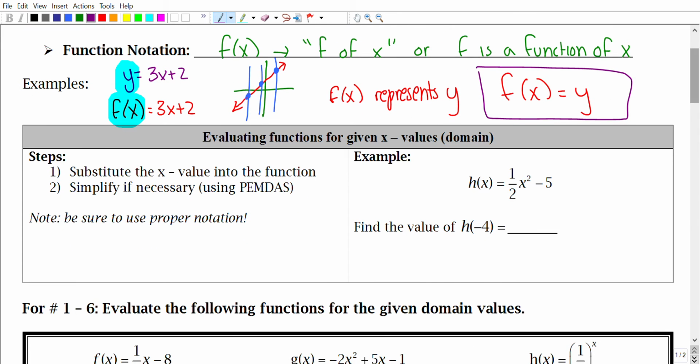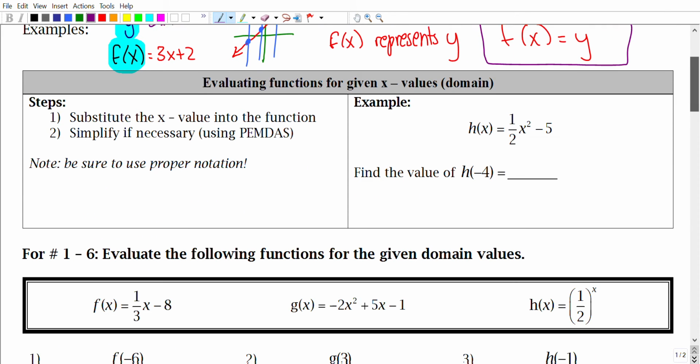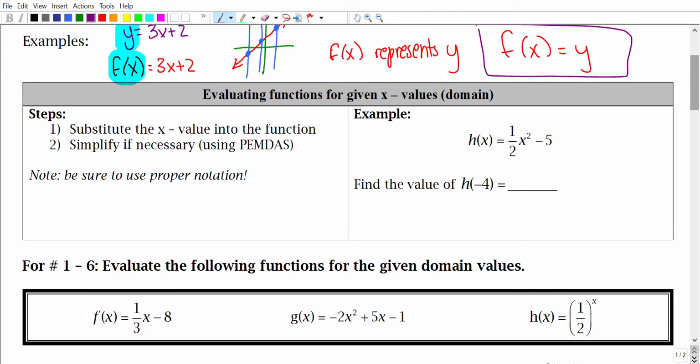Okay, so let's go ahead and talk about how we can evaluate a function for a given x value. If we have an x value and we put it through our function, we're going to get out a y value, so the y coordinate of that ordered pair. Let's talk about a few of the steps that we have to go through in order to find this result. In order to find this particular y value, the first thing we have to do is substitute the x value into the function.